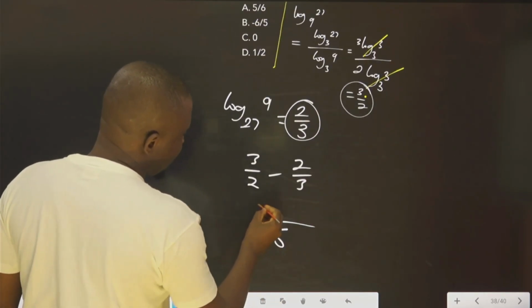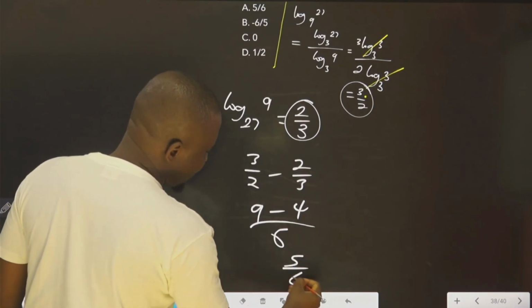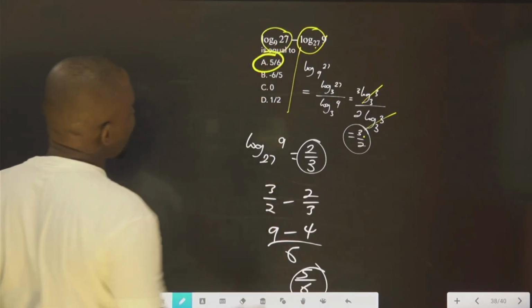9 minus 4, you agree with me? Is 5 over 6. 5 over 6 here is A. So the answer is A.